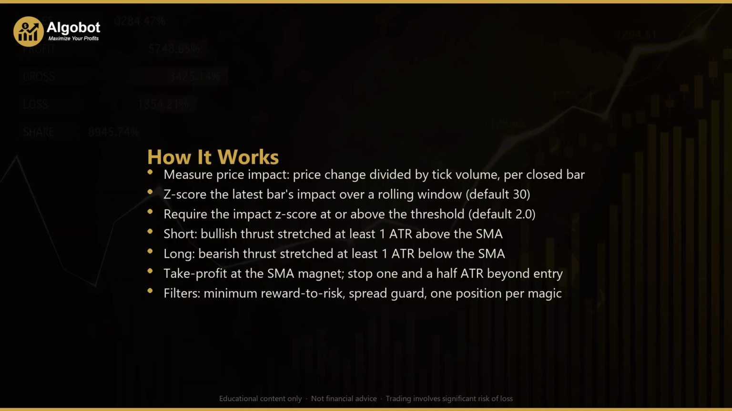A minimum reward to risk filter, defaulting to 0.8, rejects setups where price is already so close to the baseline that the target cannot justify the stop distance. A spread guard blocks entries when the current spread is wider than the allowed maximum, and only 1 position per magic number is held at a time, so the ATR stop and the moving average target manage every exit on their own. There is no separate trailing logic. The trade simply runs to its stop or its target.